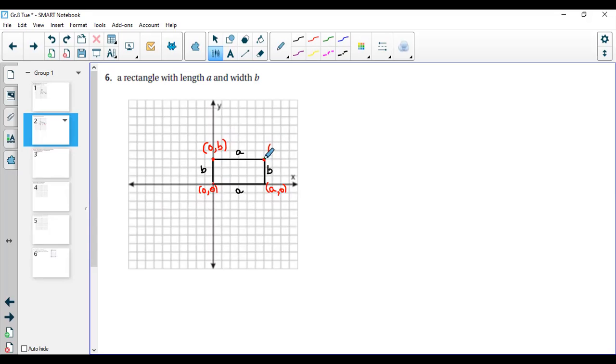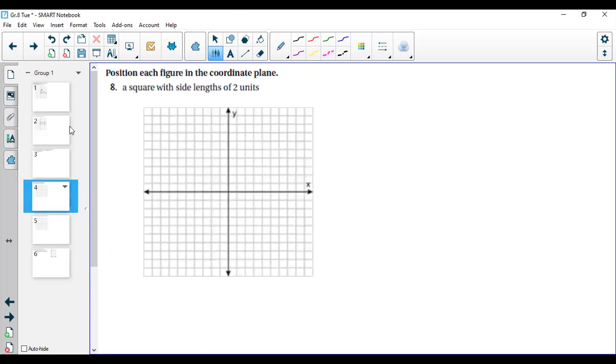Now what about this point? It cannot have a 0 because it's right in the middle of the coordinate plane. If it's 0, it should either be on the y-axis or x-axis. So the value of x is going to be a, and the value of y is going to be b. So it's going to be (a, b). This is how you name a figure on a coordinate plane when the length and the width are given as variables. Try some more.